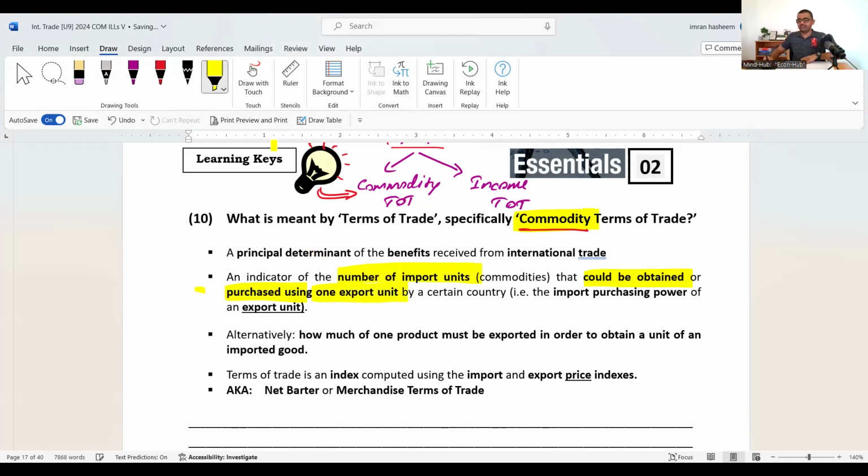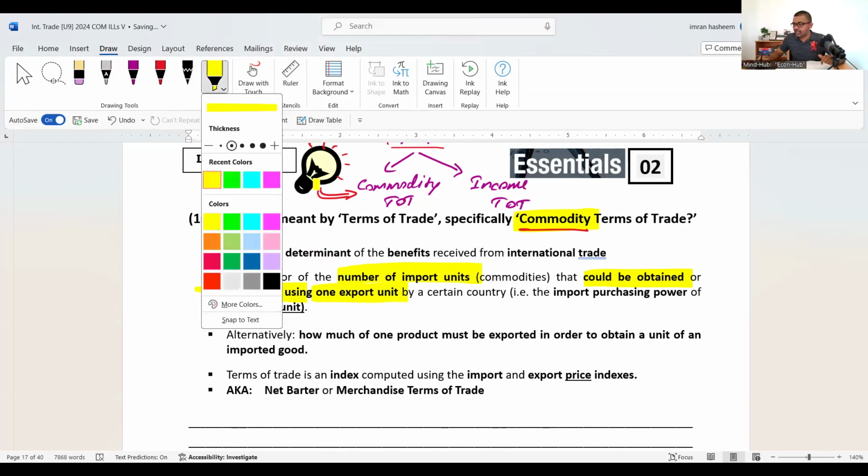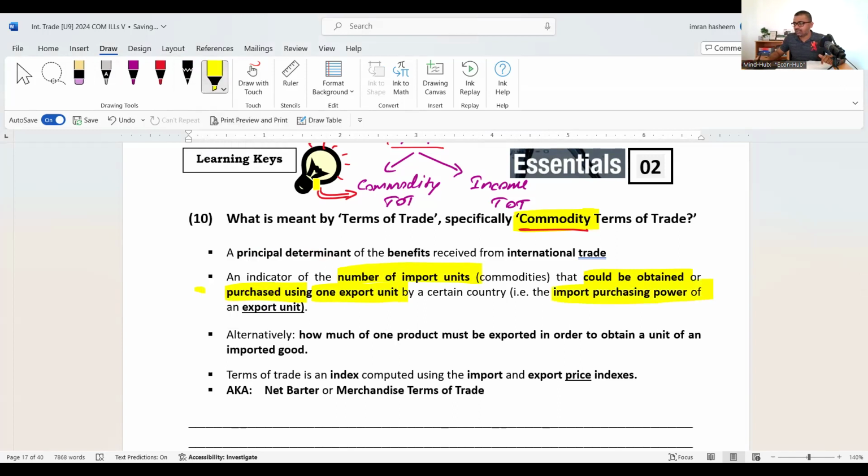This is the idea of commodity terms of trade. Simply, in one line, it is the import purchasing power of an export unit. So this is a really good definition for commodity terms of trade. Is that clear? Right. So that's clear.